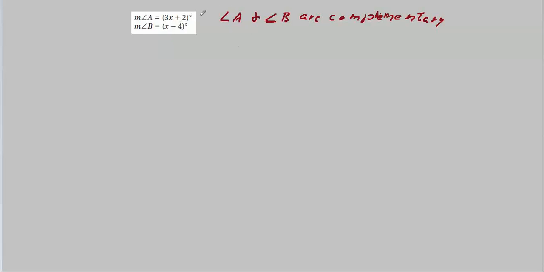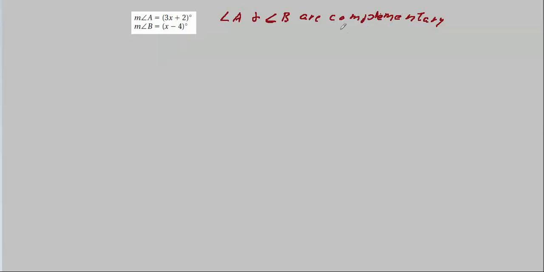Given these two angles, we're also given that A and B are complementary. That's supposed to say complementary. Someday I'm going to take a handwriting class. People will actually be able to read what I write. Until then, take my word for it. That says complementary. What does that mean? It means they add up to what? If you said 90 degrees, you were right.